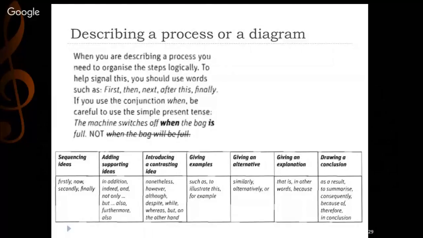Describing a process or a diagram. So diagram nodini process paribeku, describe maadbeku andre hege madodu. When you are describing a process, you need to organize the steps logically. To help signal this, you should use words such as first, then, next, after this, after that, finally.